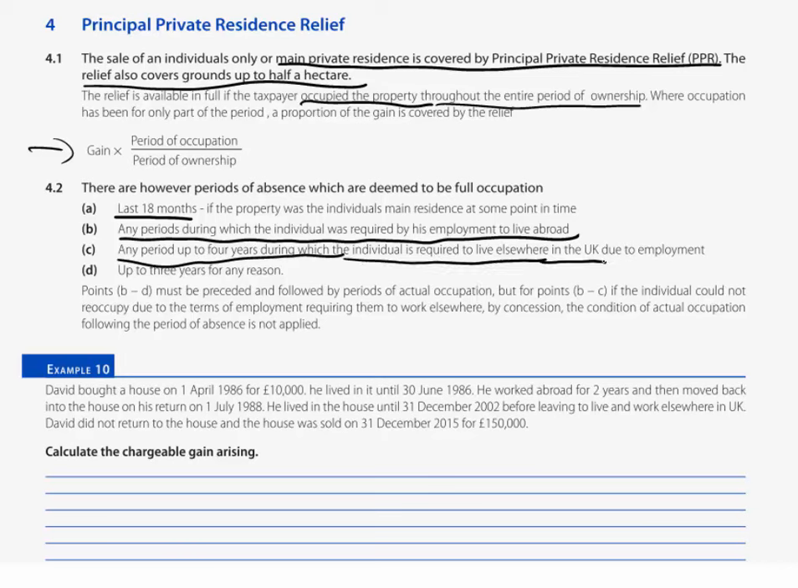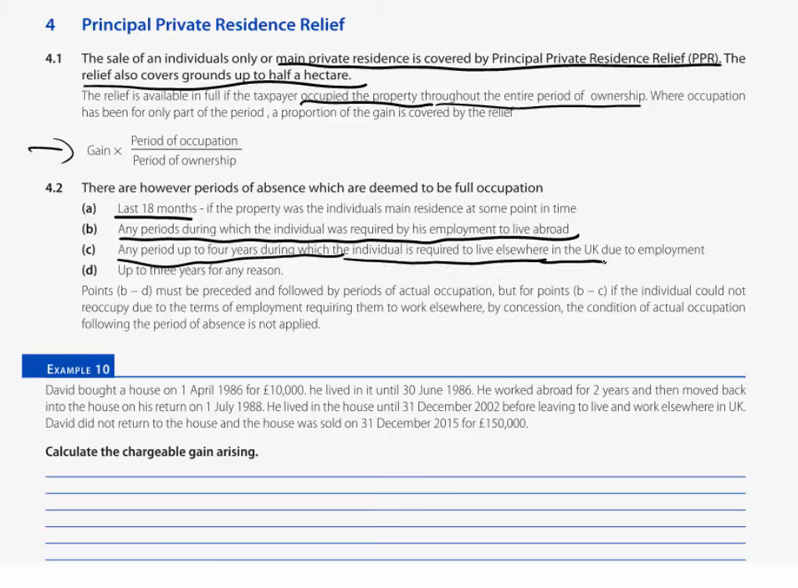And then, last of all, up to 3 years for absolutely any reason whatsoever. So, for example, you decided to take a break from your career and you went travelling the world for a year. Nice thought, isn't it? Now, as long as, we'll see in a moment's time, you have returned to the property following that period of absence, then you could do that up to 3 times, up to 3 years for any reason in relation to the period of ownership of this property.